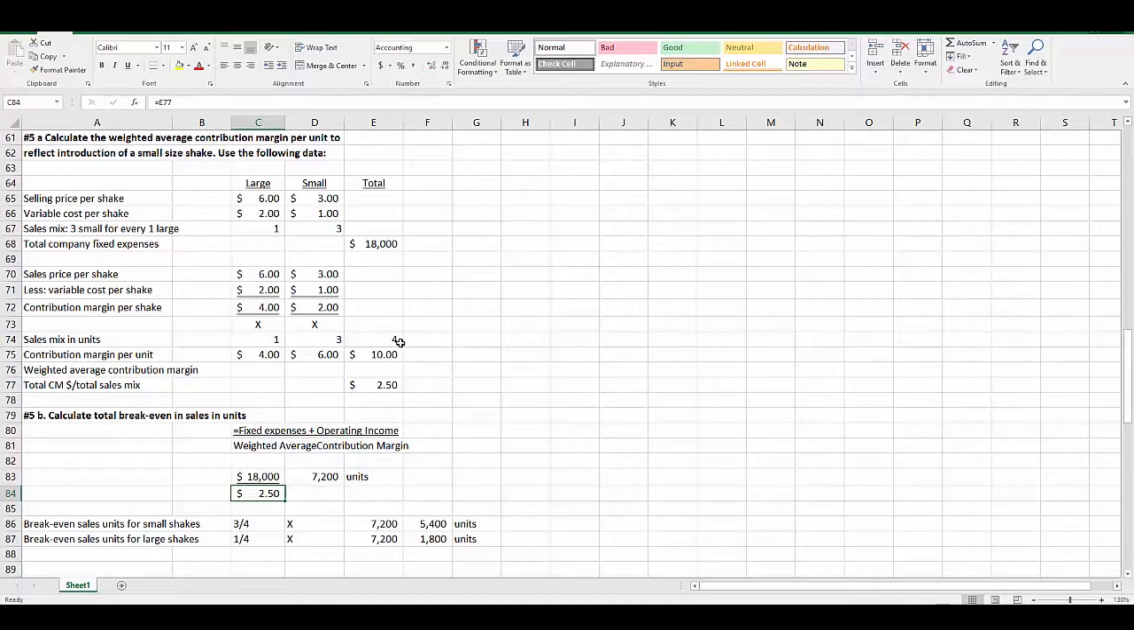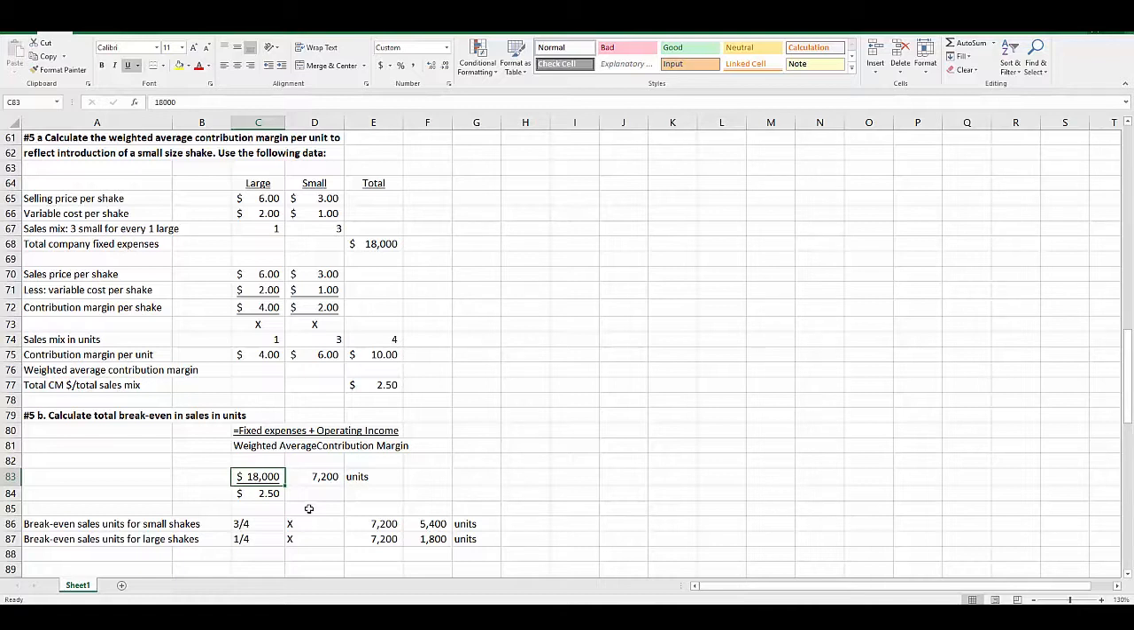So out of a total of 4, 3/4 are for the small shakes. So 3/4 times 7,200 will give you 5,400 small shakes, and then 1/4 of 7,200 will give you 1,800 large shakes. So we now see how many of each that we have to sell in order to break even. So this is just covering fixed. It's just your 18,000 with 0 operating.